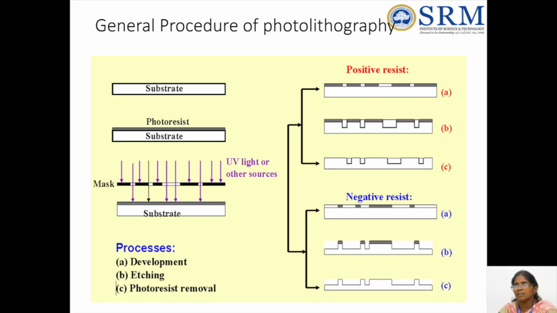This is a general procedure for the photolithography process. Initially, the substrate is there. On the substrate, photoresist material is placed. Then after that we go for the UV light. By using the UV light through a mask, the light rays fall on the substrate. The important processes in photolithography are development, etching, and photoresist removal.